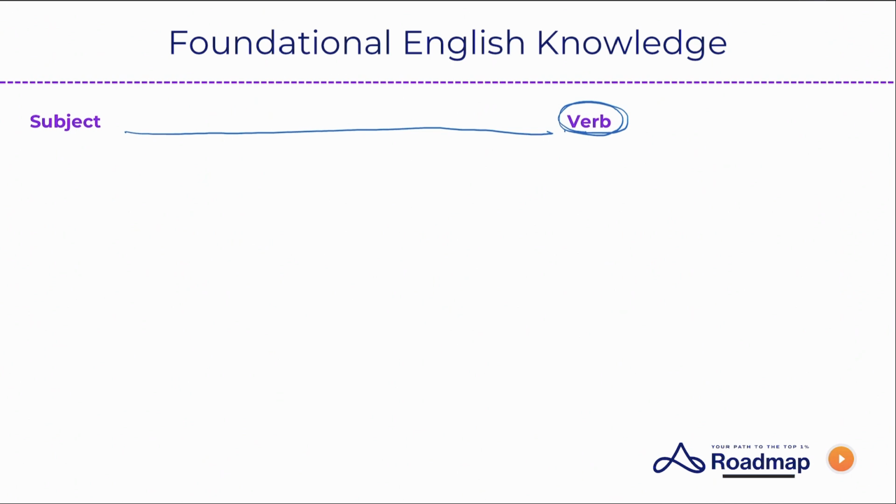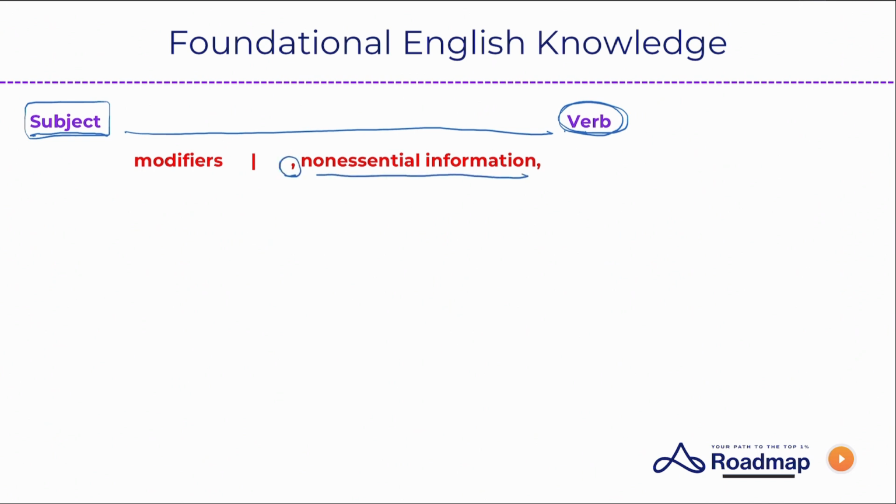Now, how the SAT does this is by adding in what are called modifiers and non-essential information. When you see non-essential information between a subject and a verb, you're always going to see two commas. One comma to begin the non-essential information, and another comma at the end to close it. It's a common place to put non-essential information between the subject and the verb, but that just adds an extra layer of information that stands in the way of you finding the subject of that verb. And the same thing goes for modifiers.